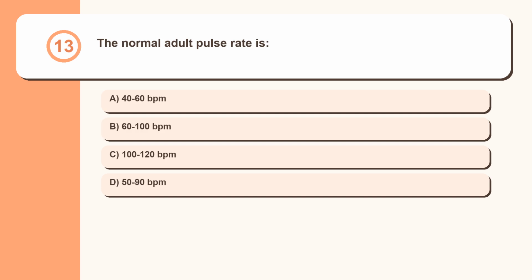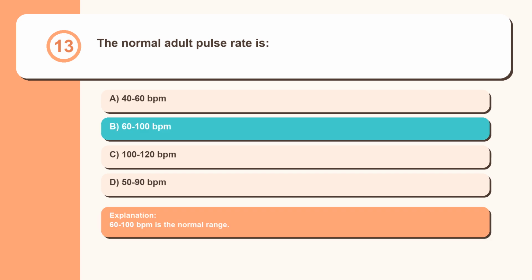Question 13. The normal adult pulse rate is 40 to 60 bpm, 60 to 100 bpm, 100 to 120 bpm, 50 to 90 bpm. 60 to 100 bpm is the normal range.